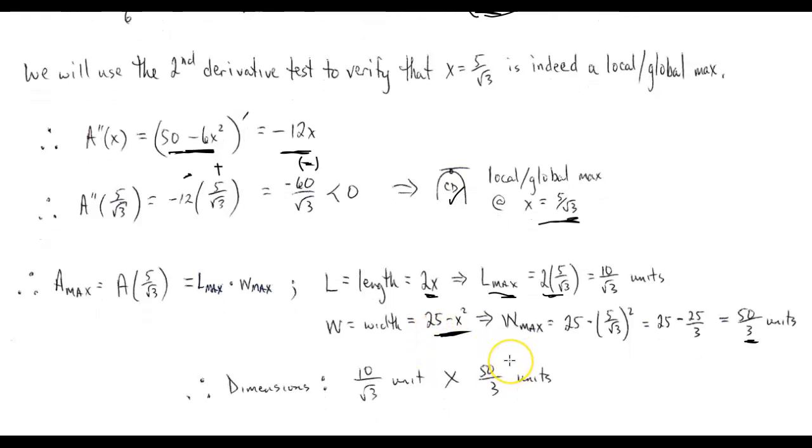So our dimensions here in terms of length is just 10 divided by square root of 3 units. In terms of width, that is going to be 50 divided by 3 units. So again, for those of you that just have to have this in decimal numbers, this is roughly about 5.77 units. And I haven't found out the other one yet.